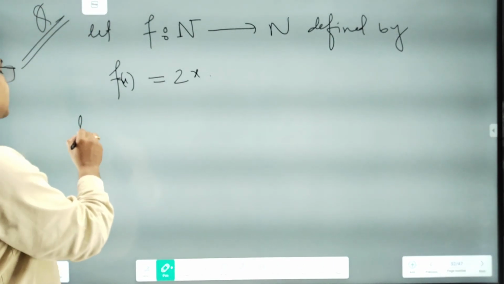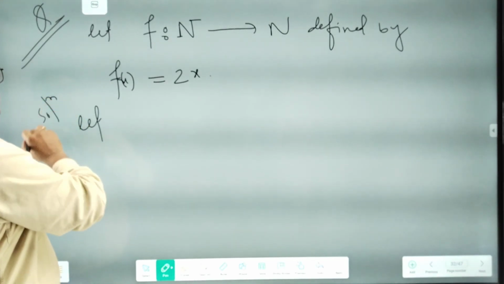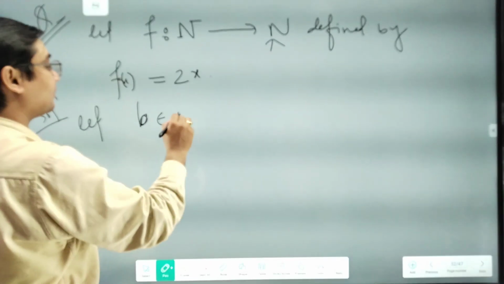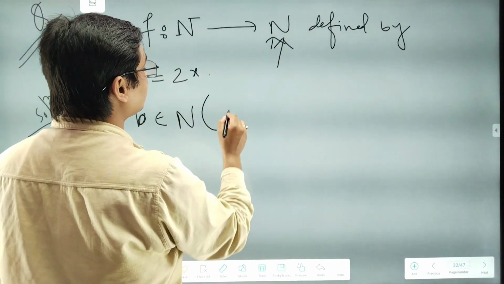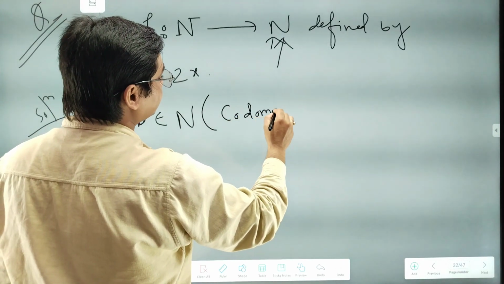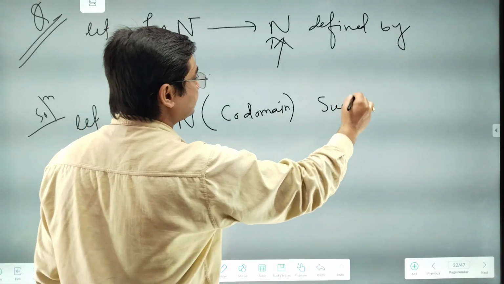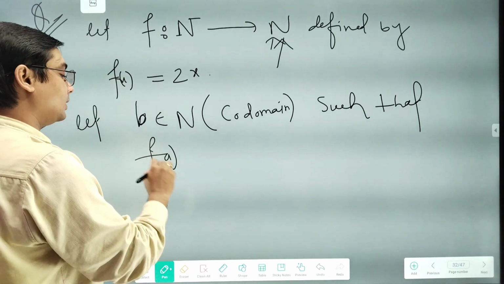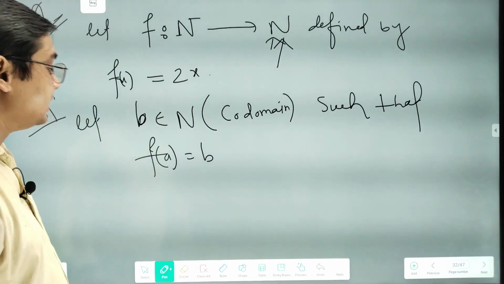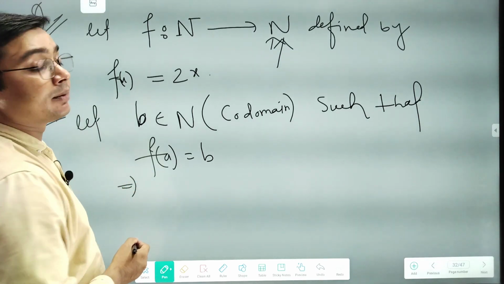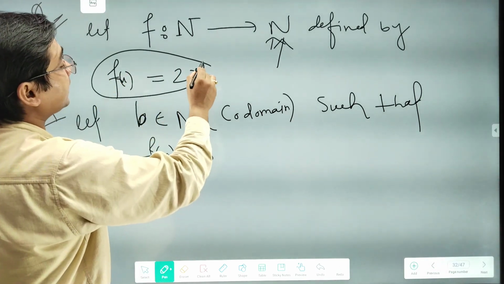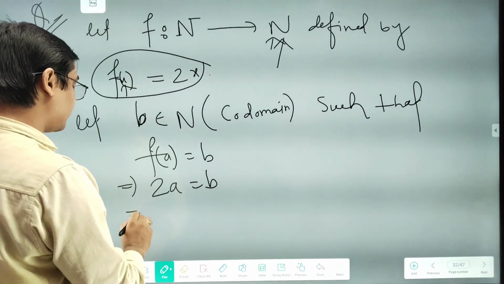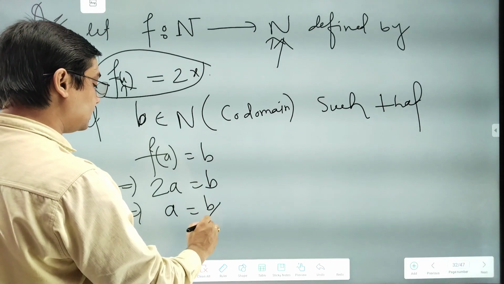So now we need to verify whether this function is onto or not. Then what do we do here? Similarly, consider an element, suppose let B belong to capital N. This is the codomain, such that f of A equal to B. Now you find the value of A in terms of B. So you use the definition of function: x gives twice x. So this will be twice of A equal to B. So from this, what will be A? This will be B by 2.